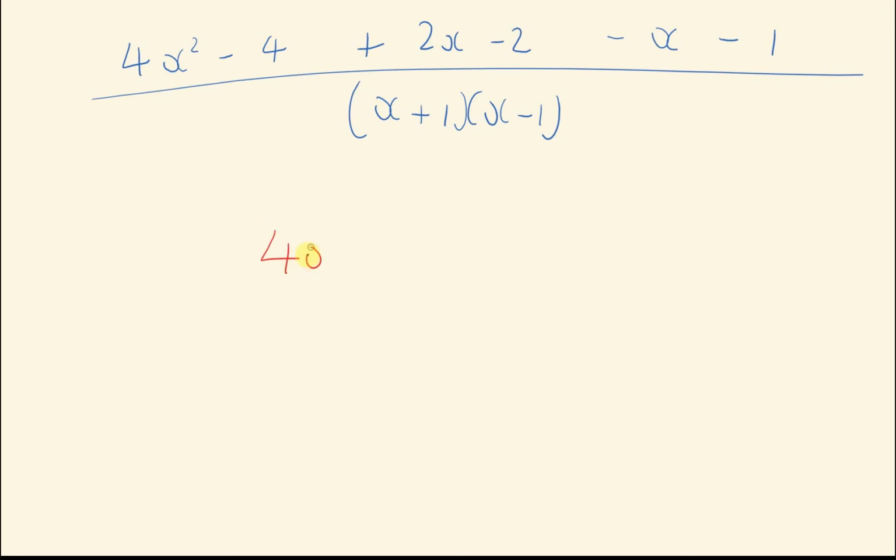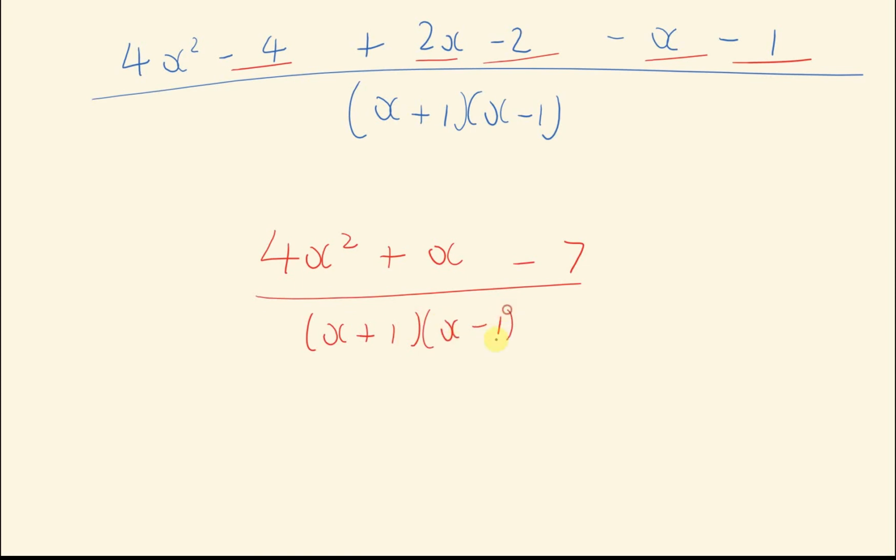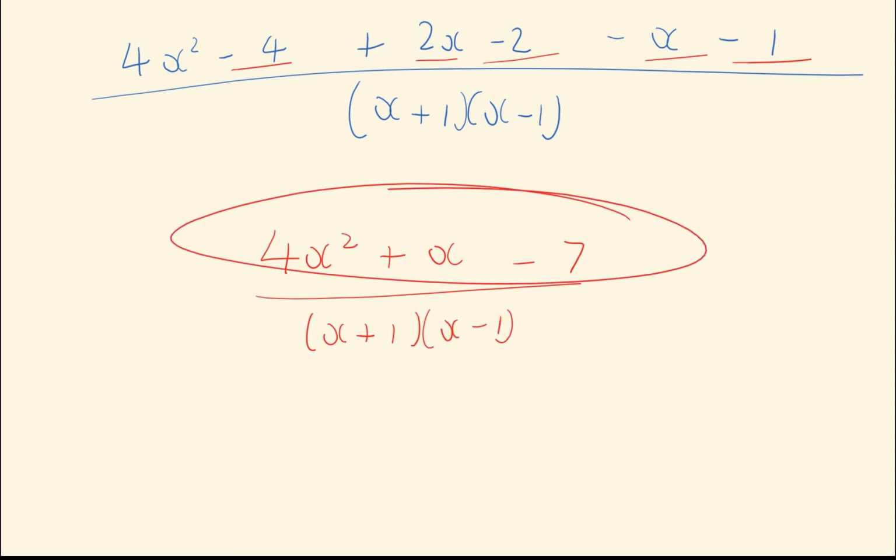So we have 4x squared. My x's, I have 2x take away x. And for my numbers, it's minus 4, minus 2, minus 1 is minus 7. And that's it. We are done. There's no way you can factorise this numerator, so there's no point even trying. And that's all you need to do.